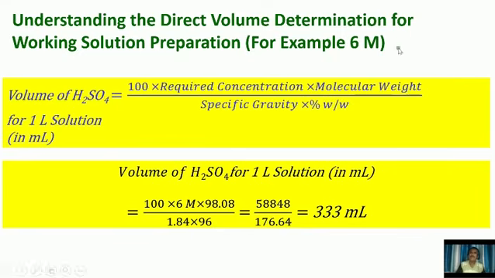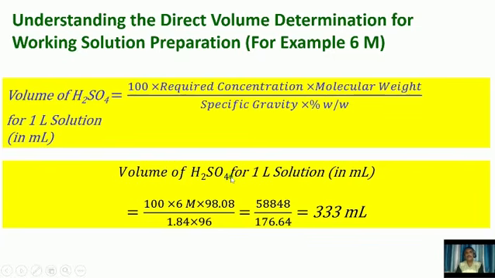So the same example I have taken, that we are going to prepare here 6 molar H2SO4. So my friends, you can see that the volume of H2SO4 for 1 liter solution, whatever answer will be there, will be in ml, and it is equal to 100 into required concentration into molecular weight divided by specific gravity into percentage weight by weight. My friends, we know that we have to prepare 6 molar H2SO4. So we will compute the values.